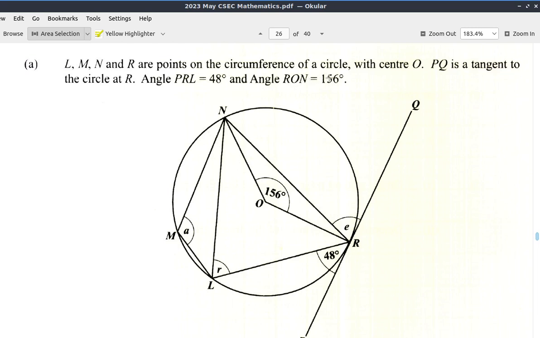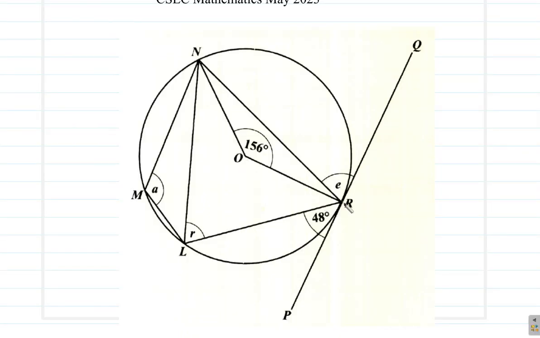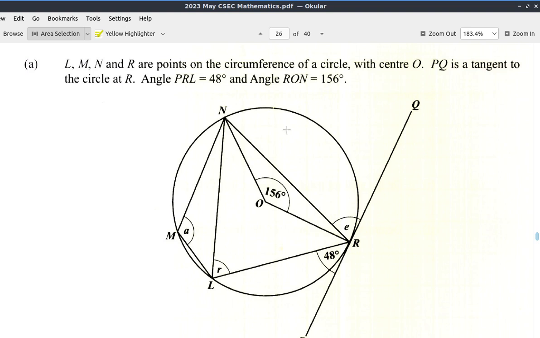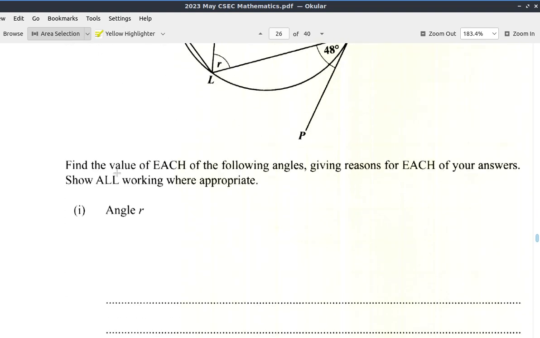Then angle RON is 156. You have angle RON, 156 degrees. Good. Find the value of each of the following angles, giving reasons for each of your answers. Show all working where appropriate.